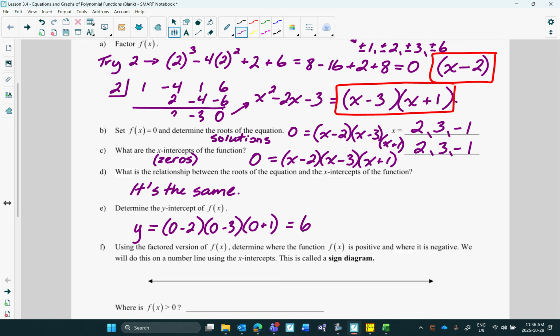Well, guess what? We've got 4 points on what we're trying to graph. We know that it hits the x-axis at 2, 3, and -1. We know it hits the y-axis at 6. Okay?